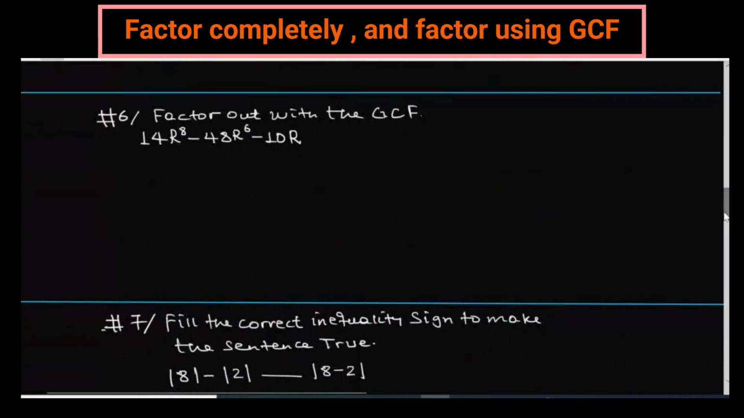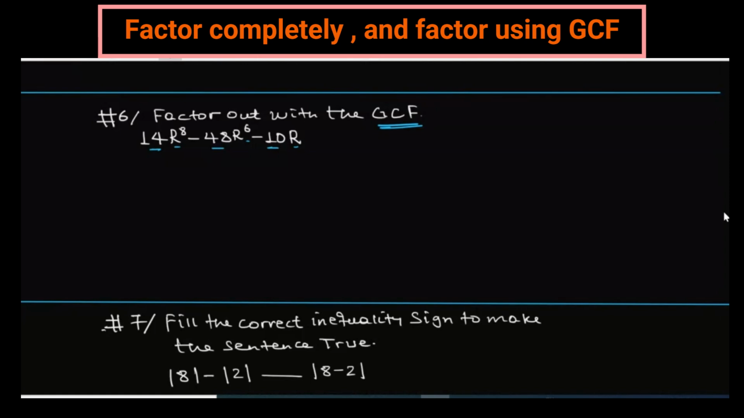Number 6. This question is still factoring out using GCF, the greatest common factor. So look at this. We have numbers, integers: 14, 48, and 10. We have these three different numbers, as well as the variables r^8, r^6, and r. The variables and numbers go differently when it comes to the GCF. For numbers, we have to list down the factors of 14, the factors of 48, and the factors of 10. And finally, we will find the GCF.